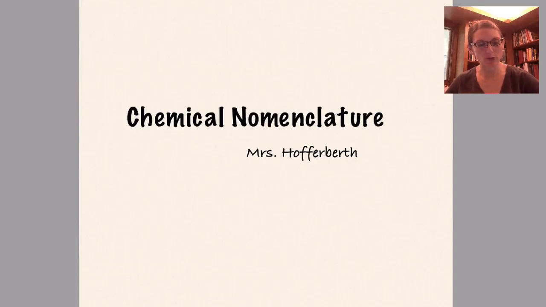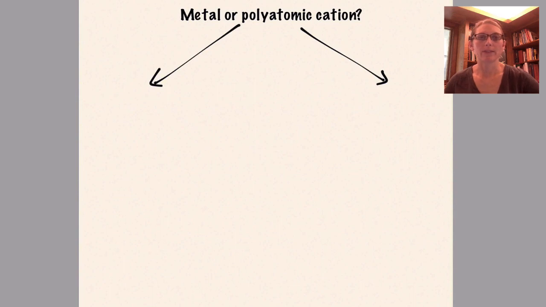Welcome. Let's review chemical nomenclature. So when it comes time to name a chemical compound, it really falls into one of two categories. It's either going to be an ionic compound, or it's going to be a covalent compound or an acid. And so the question is, how do you know what's what?